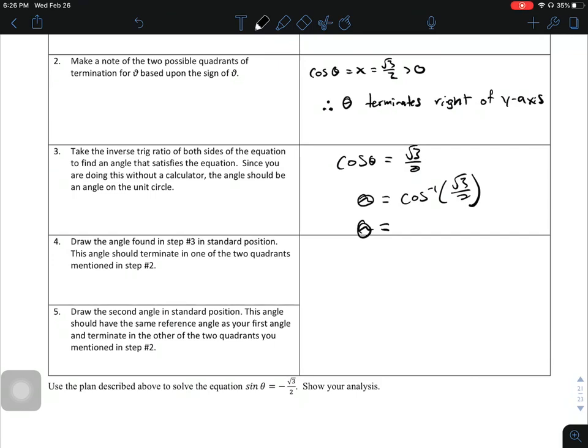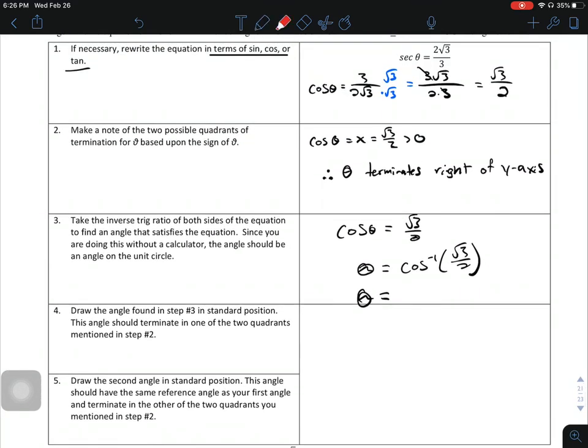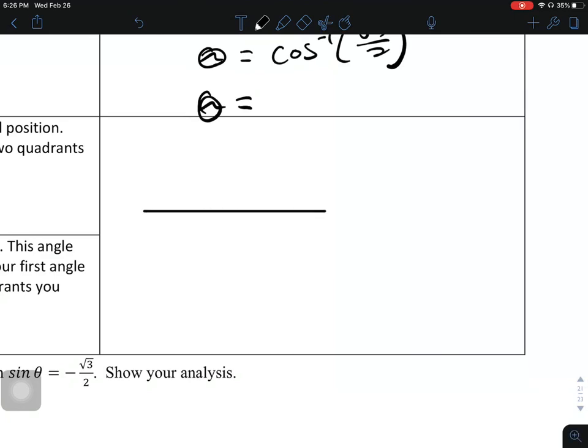Draw the angle found in step 3 in standard position. This angle should terminate in one of the two quadrants mentioned in step 2. Well, I don't think we can do that until we can figure out what the square root of 3 over 2 is. We concluded that theta is right of the y-axis, and since cosine isn't 1, it's going to be in quadrants 1 or 4. So let me draw. This is going to terminate in quadrants 1 or 4.